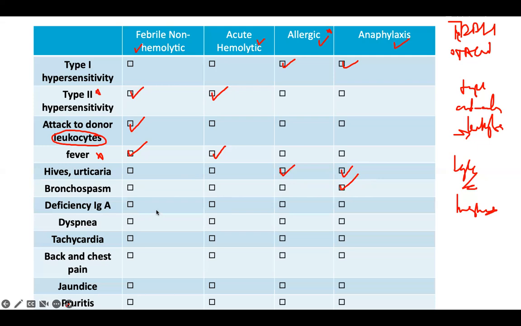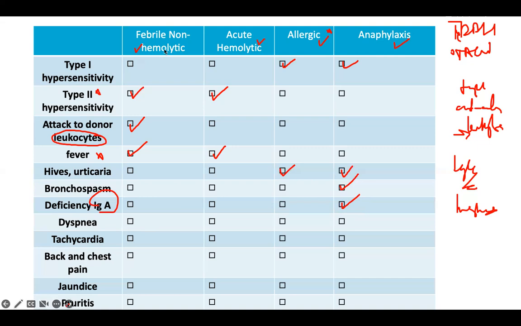Deficiency in IgA is very, very common in anaphylactic reactions. Most people who have an anaphylactic reaction from blood transfusion have a deficiency in IgA. Therefore, you have to make sure you check the patient. You do all this lab work before you do the trial. That's what they do with cross-matching and other things. So that's anaphylactic. Dyspnea means you get to the point that you're having an airway issue.